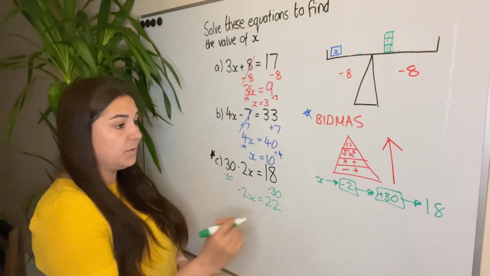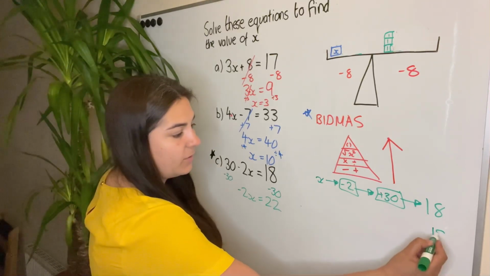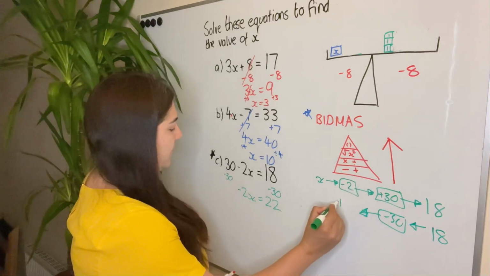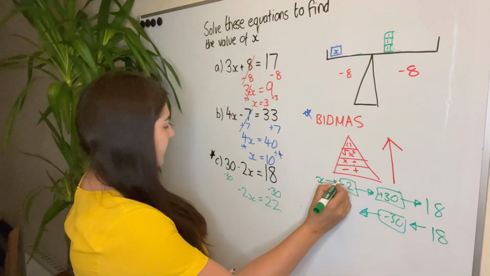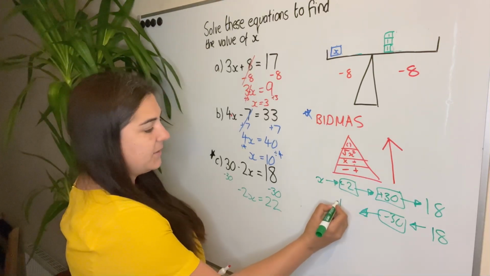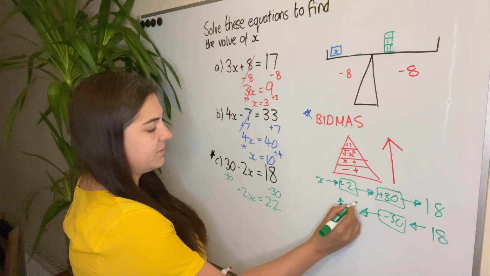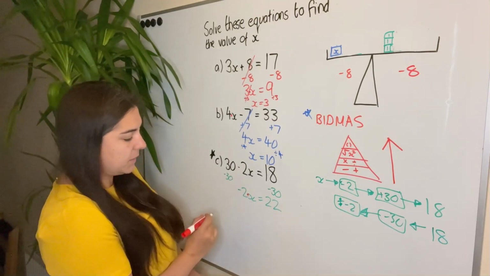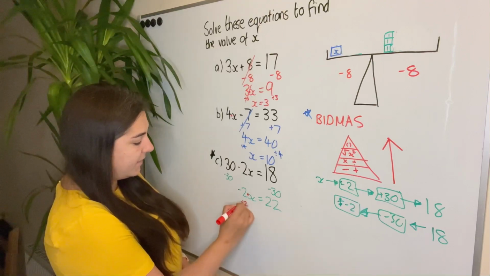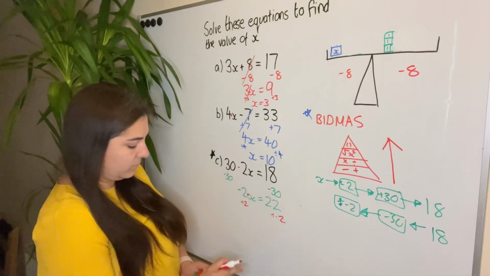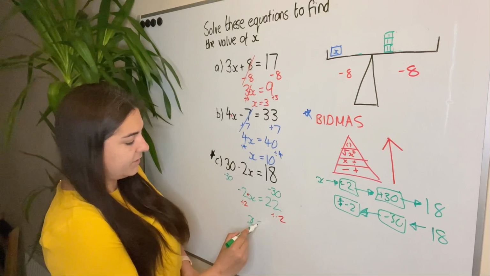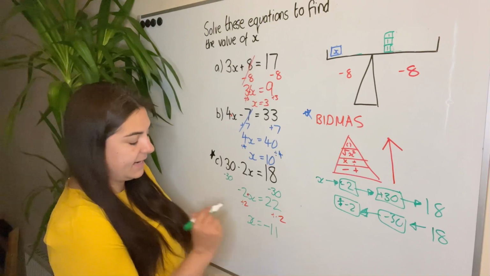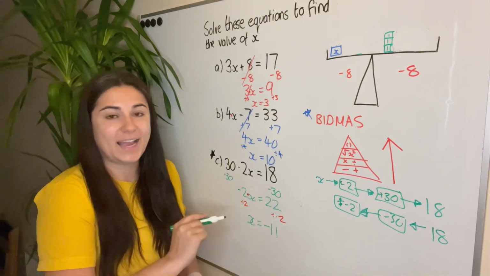And now what can I do? Well, if I use the reverse of BIDMAS, I've subtracted my 30, and now I'm going to have to do the inverse, which is dividing by negative 2. So x is being multiplied by negative 2, and so I want to divide both sides by negative 2 in order to get x on its own. So 22 divided by negative 2 would give me negative 11. Okay, so that's how we do that one.